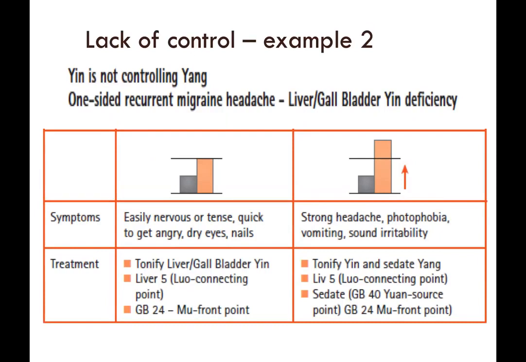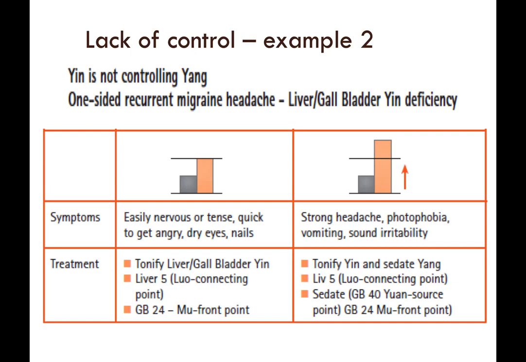Second example, we have yin not controlling the yang. An example is one-sided recurrent migraine headache, which is liver or gallbladder yin deficiency. On the first tower diagram, the patient is easily nervous or tense, quick to get angry, with dry eyes and nails. So this is a chronic issue. We tonify the liver and gallbladder yin, and we use liver 5, which is the luo connecting point, and the mu front point, which is gallbladder 24.